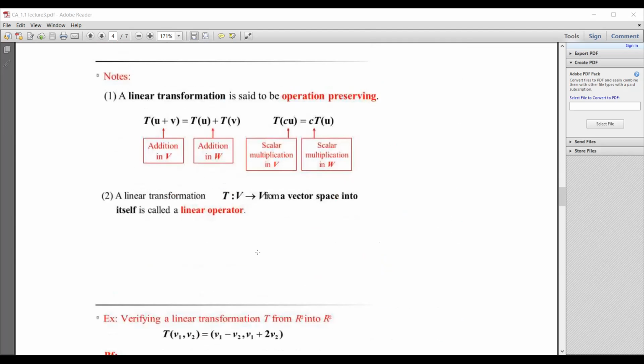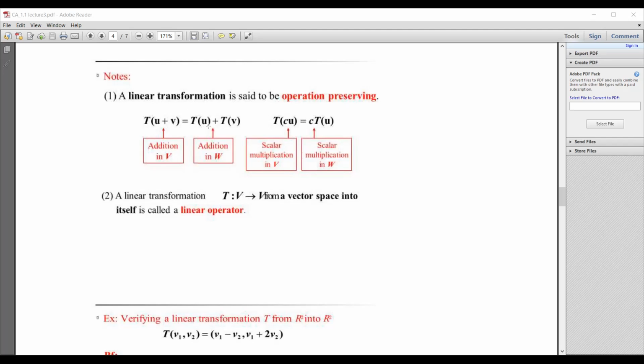Next, there are certain notes which are very important for our understanding. The first condition of the linear transformation reads: T of U plus V equals T of U plus T of V. There are two additions we can see here. One is U plus V. This addition is on your domain space capital V, so it is the addition operation in the domain space.